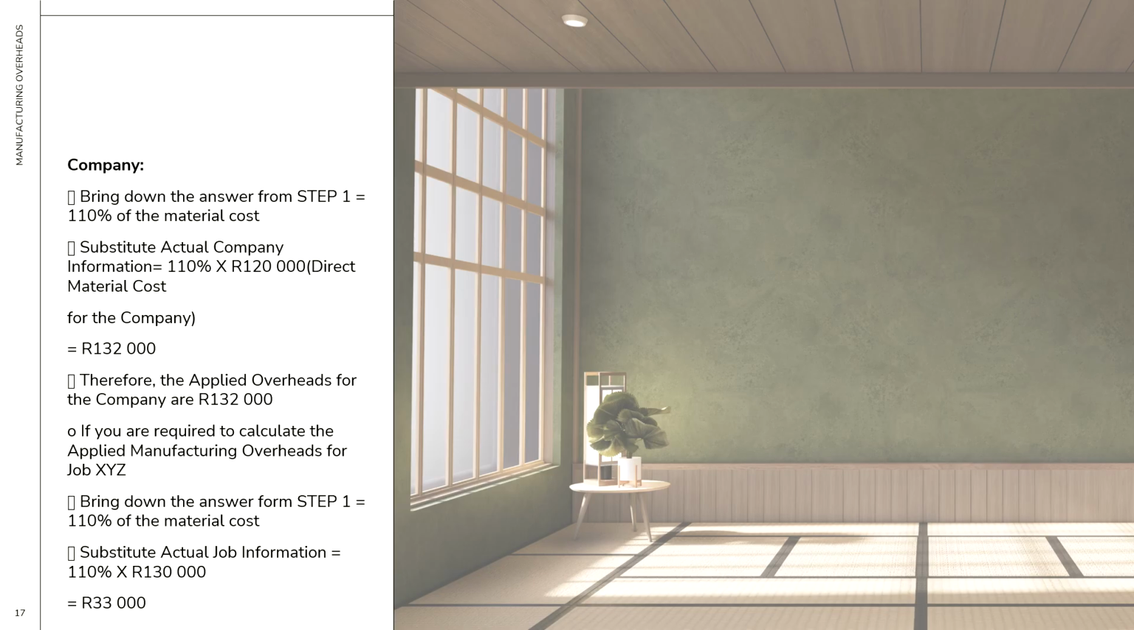Right, let's see what they say here. Okay, they're still doing the same example that we were doing. Bring down the answer from step 1, which is that percentage, 20%. Substitute actual company information, that is your basis. You take that percentage you calculated, that predetermined rate, and you multiply by the basis that you were told to use. In this case it is direct material cost. Multiply it, and then there you have your applied overhead. Therefore the applied overhead for the company is 132 rand.